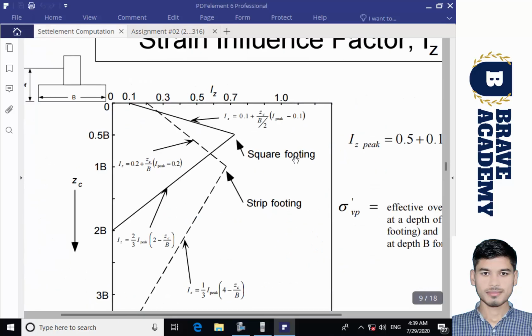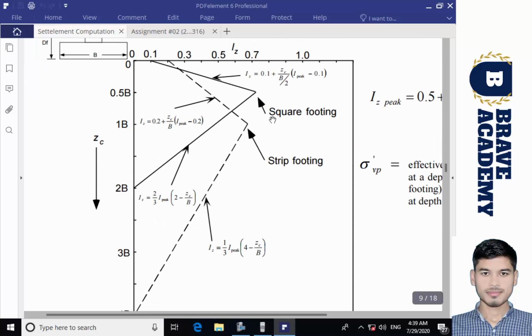Zc equal to 0.5, as 0.5 is less than 1B. 1B is 2.5 in our case. Our breadth is 2.5, 1B is 2.5 and Zc is 0.5. 0.5 will fall below the 1B distance. So we will use, you can see here, Iz equal to 0.2 plus Zc over B into I peak minus 0.2.